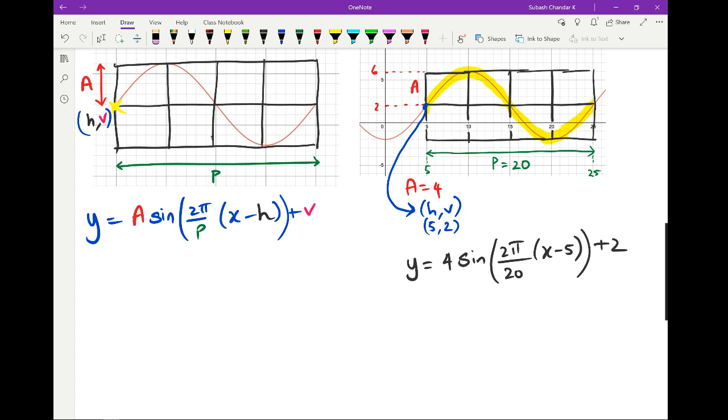Okay guys, so what I'm going to do is give you a little sine graph for you guys to try and do by yourself. So let me just get a graph for you.